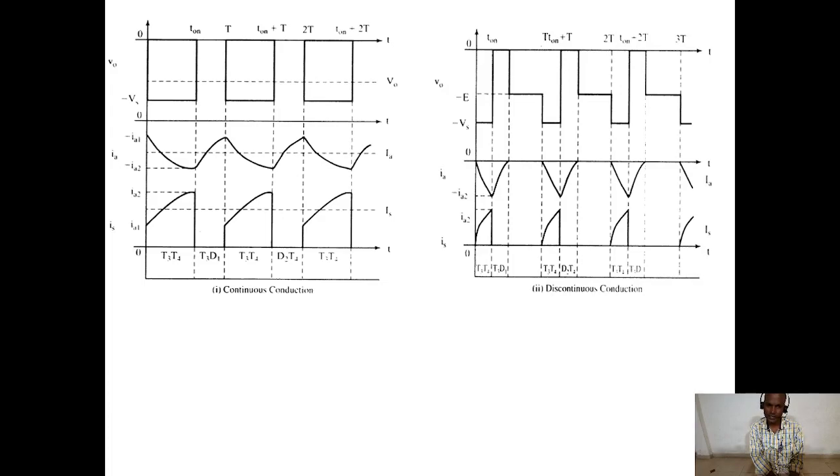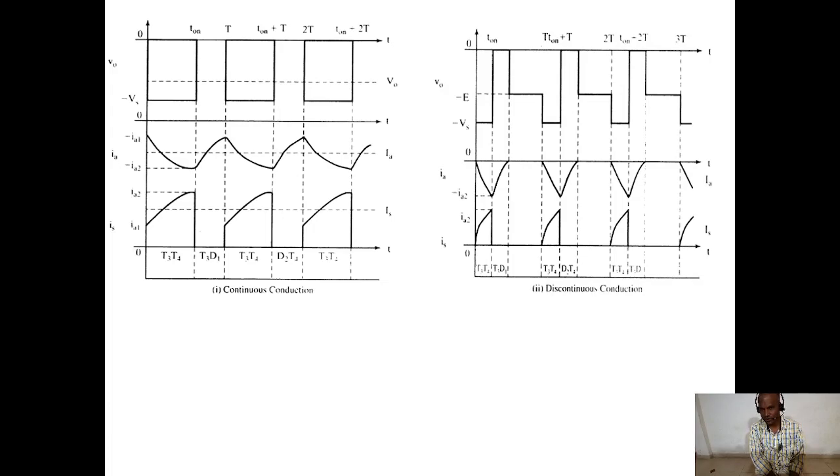In the continuous conduction mode, in the on state, T3 and T4 are in on mode, in triggering mode, and in the off state, T3 and D1, and similarly T3 and T4 in the on state, and for the off state D2 and D4 are in the off state. This is for continuous conduction.